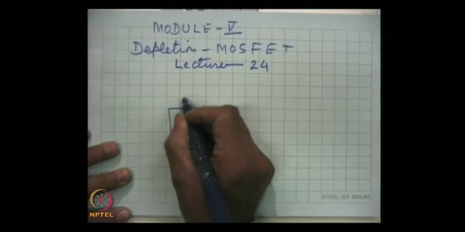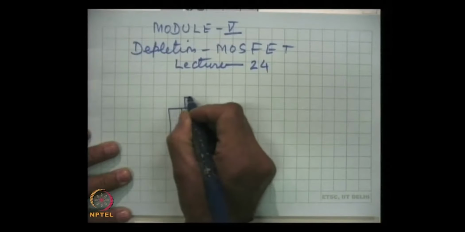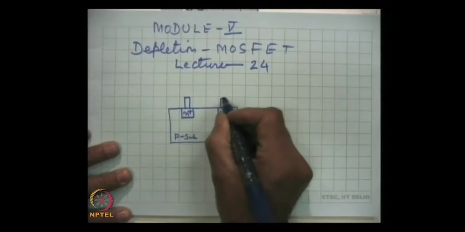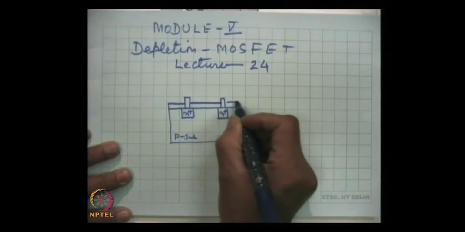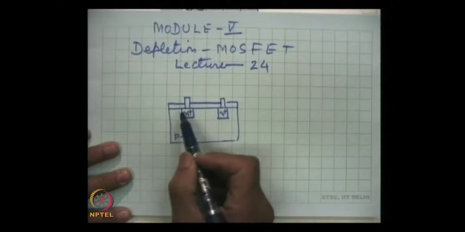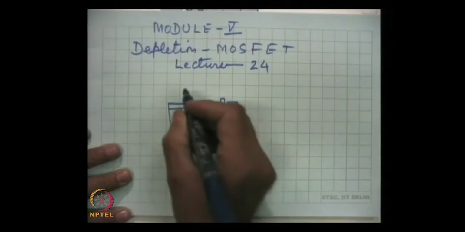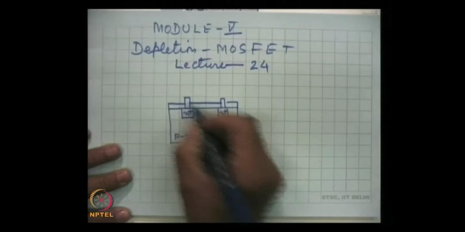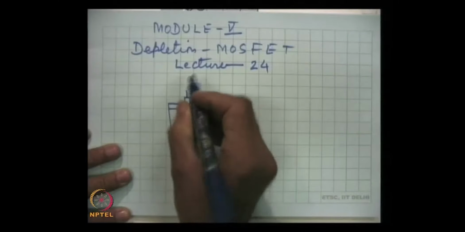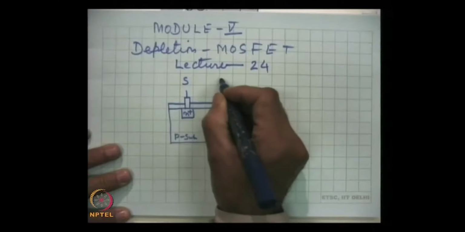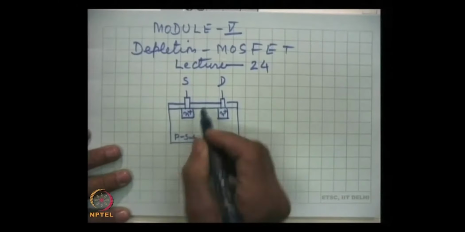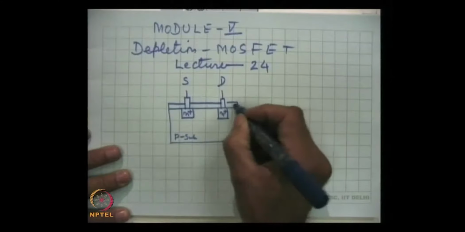And there is an oxide layer. This is the oxide layer, and by etching two windows in the oxide layer, we get the two electrodes. One is source S and the other is drain, and here this is SiO2.